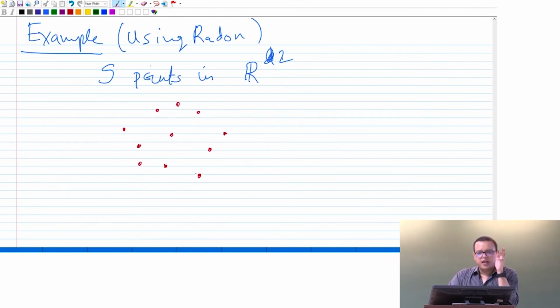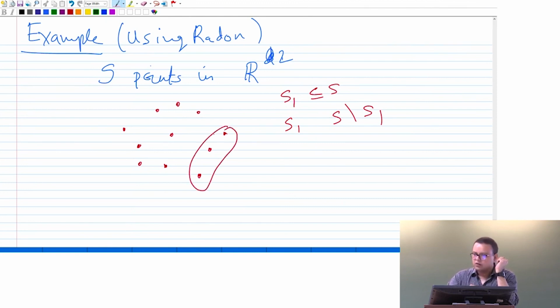I will say a subset S1 of S can be generated by a line in R2 if I can separate S1 from the rest of S. So I want to separate S1 and S minus S1 by a line. Let us say the set S1 is these 3 points. I can find a line that separates these two. So this means S1 is a set I can generate from S. Is it clear?